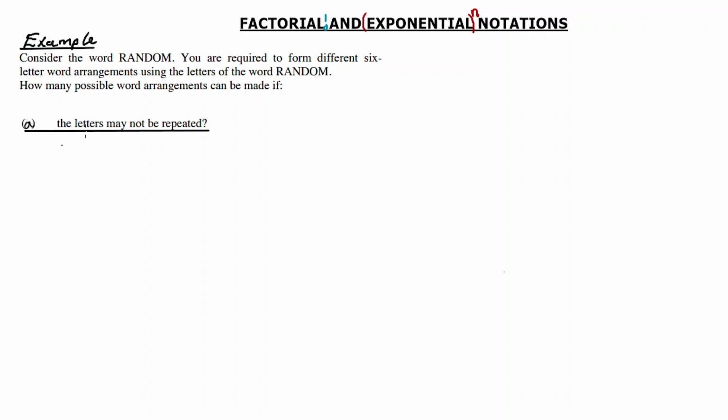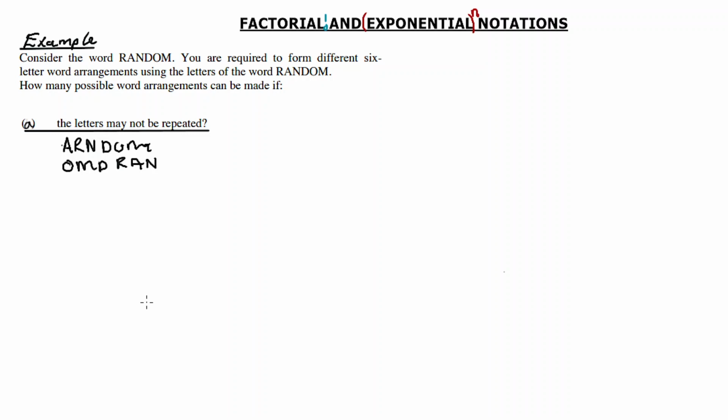A, the letters may not be repeated, right? So that's the condition. You can make word arrangements if the letters are not repeated. For example, A R N D O M, it's another word arrangement for the word random. Then O M D A R N, it's another word arrangement, right? I can continue all the way up to I don't know what, right?